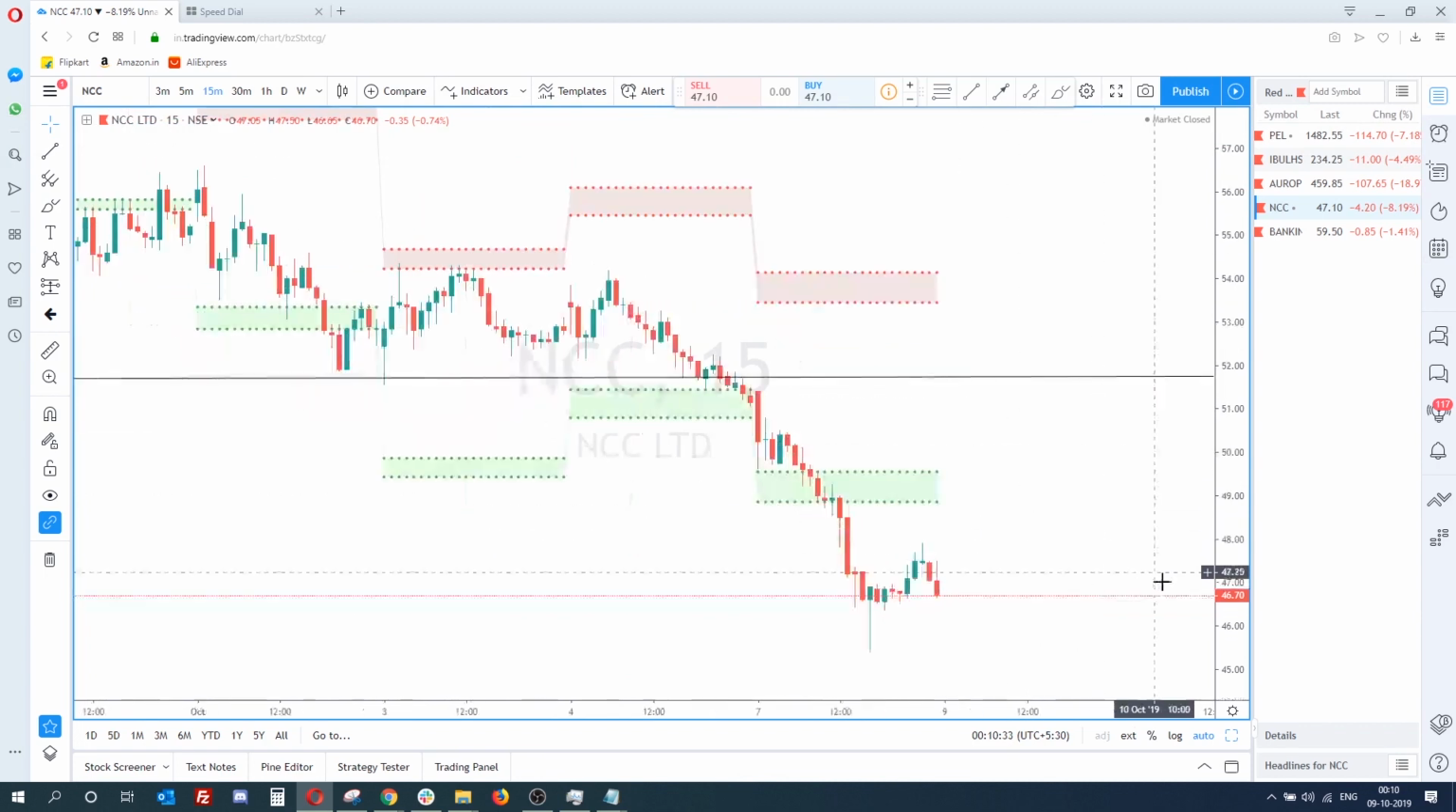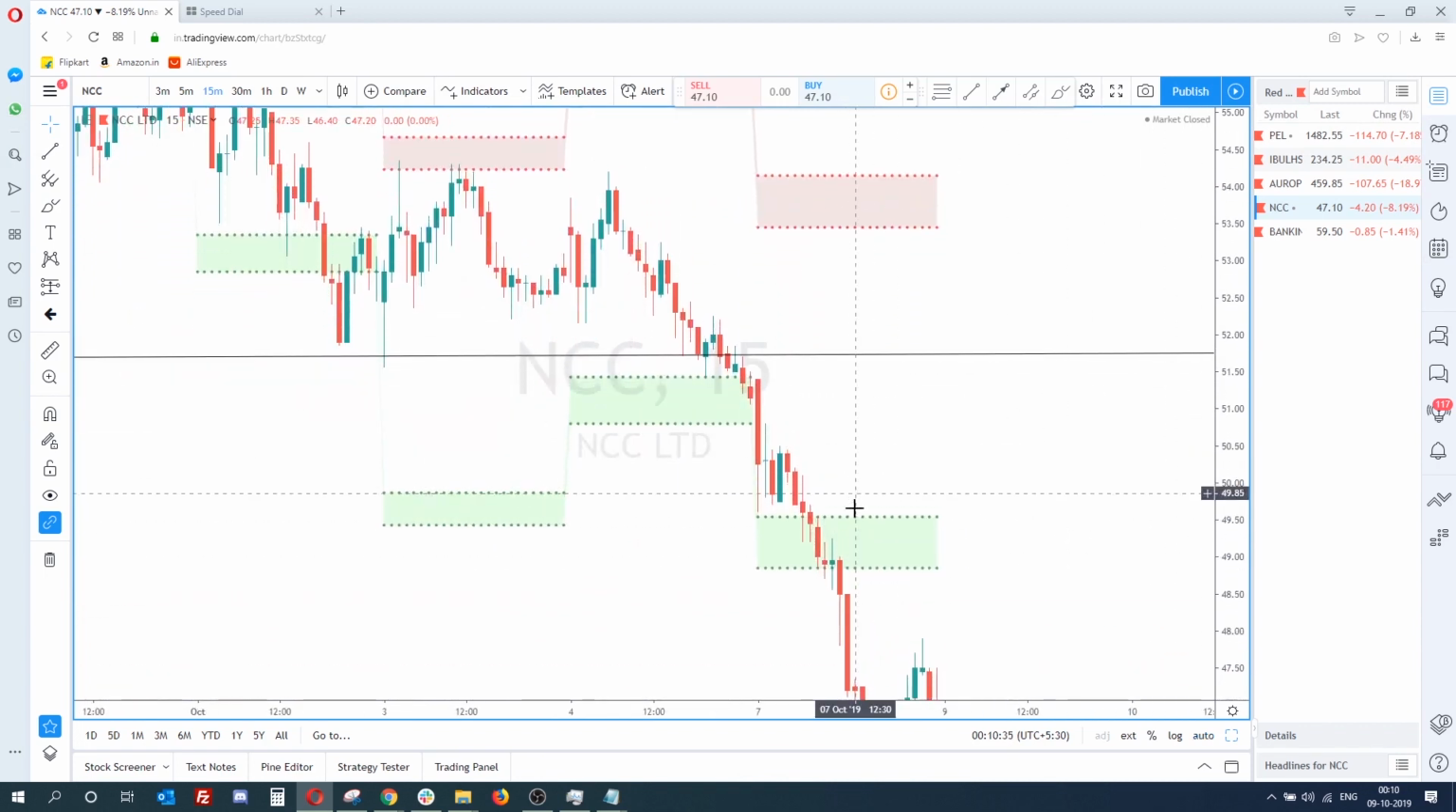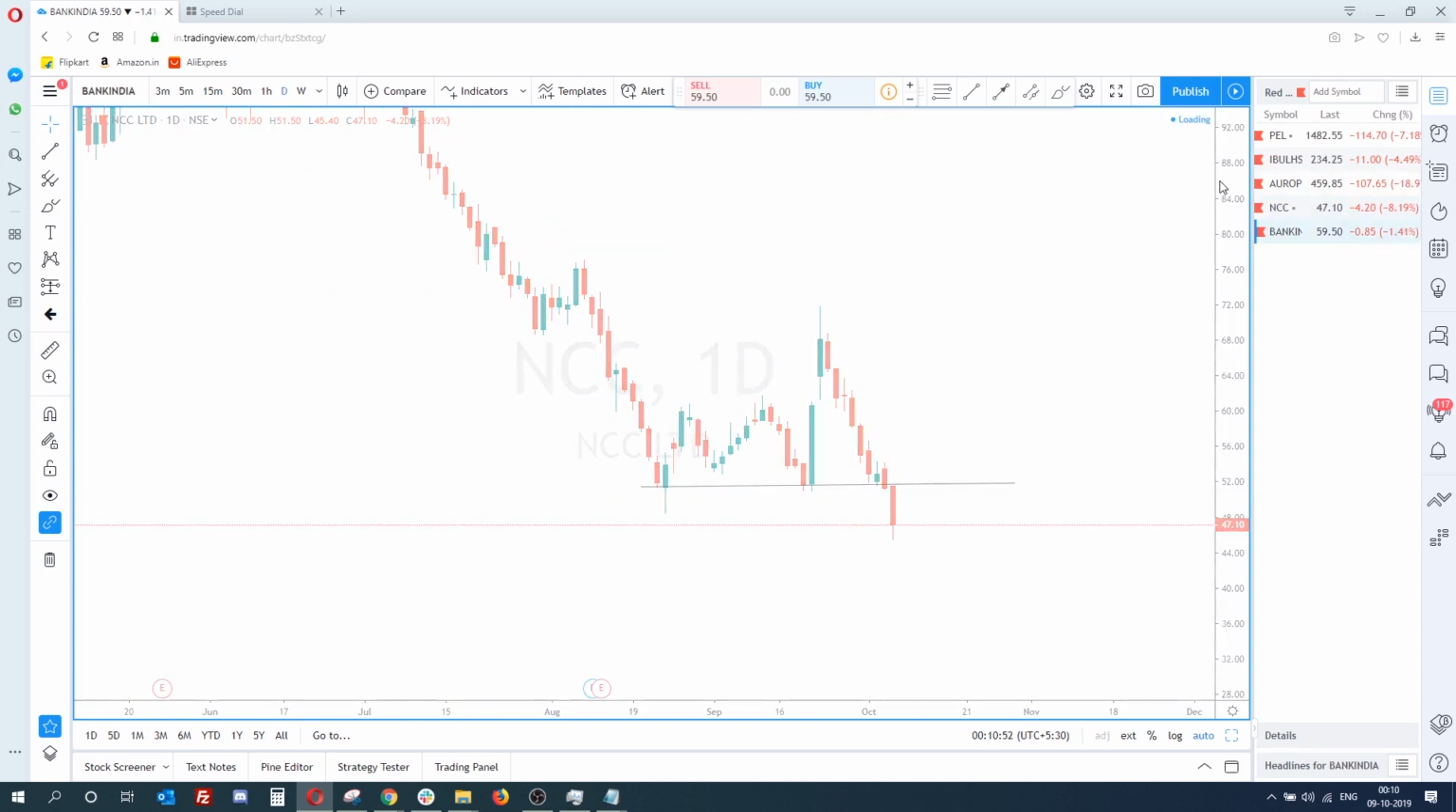Be a little conservative, because sometimes what happens is, if you just keep it very close to the green zone, it might hit the stop loss and come down. So give some space. Let's say I will be placing my stop loss above this candle, probably at 49.85 or something. So yeah, let me go to the next stock.